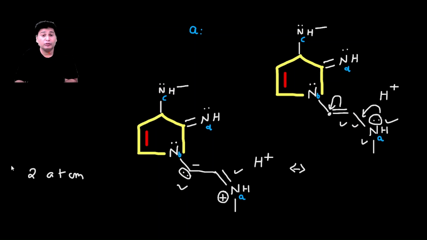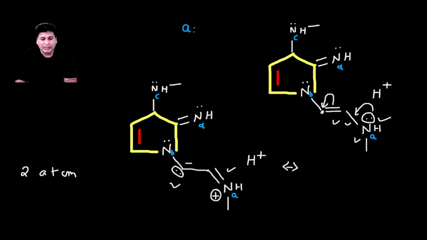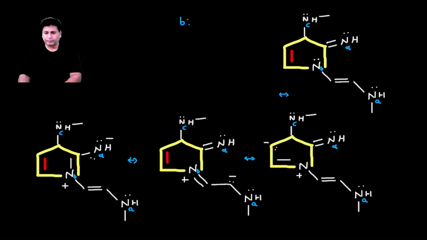Now H plus is going to see what is the situation with the nitrogen number B. If it goes to nitrogen number B, it asks for the electron, then we have to see whether the electrons are available for this proton or less available for this proton. So now we will see the situation number B.